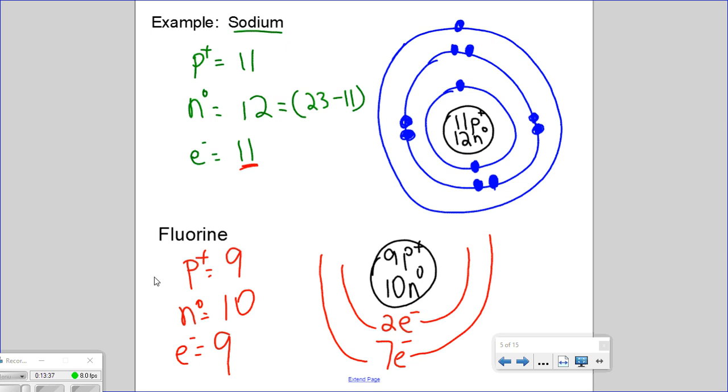So for fluorine, from the periodic table, fluorine has an atomic number of 9, so it has 9 protons, which means neutral fluorine will also have 9 electrons. The atomic mass of fluorine is around 19, so when we round, we get 19. When we subtract the atomic number from the atomic mass, we get 10, which indicates the number of neutrons. So we get 10 neutrons in the nucleus of fluorine.